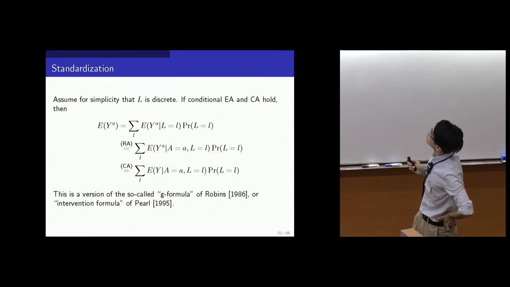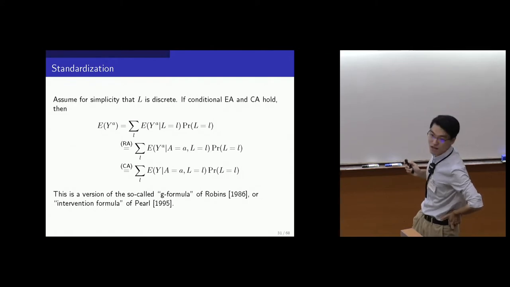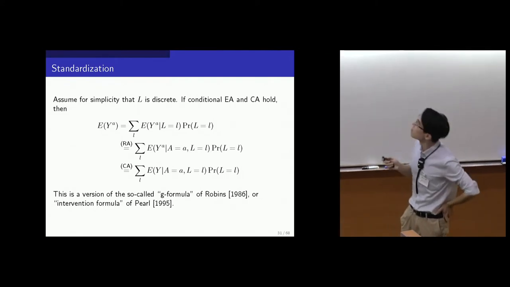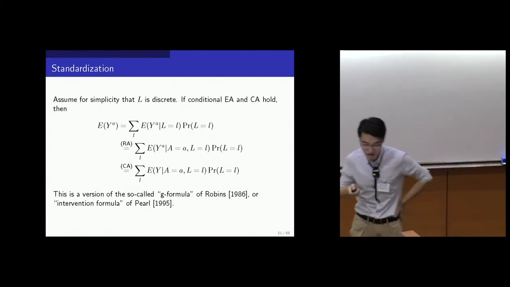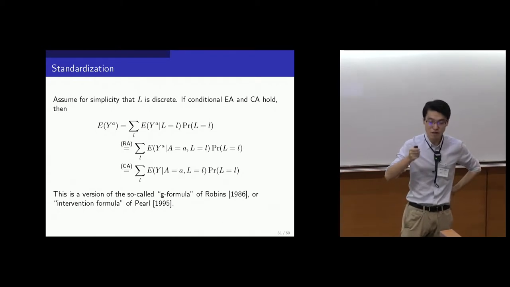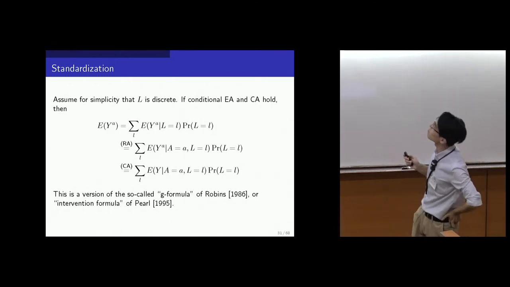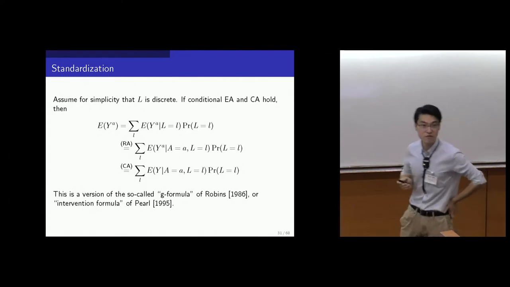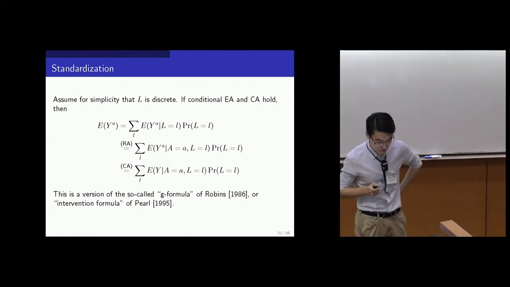And finally, by the consistency assumption, for this group, they actually received treatment little a. So their observed outcome is actually the underlying potential outcome. Okay, so we arrive at this formula, which we can compute using only the observed data, right, to identify this parameter, this quantity. So there are no more potential outcome variables inside this formula. Okay? So this is the G formula or intervention formula.